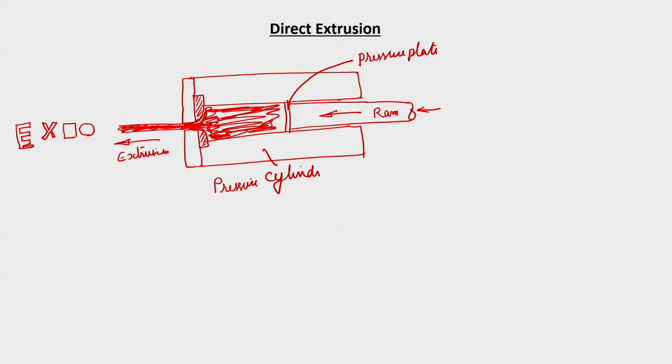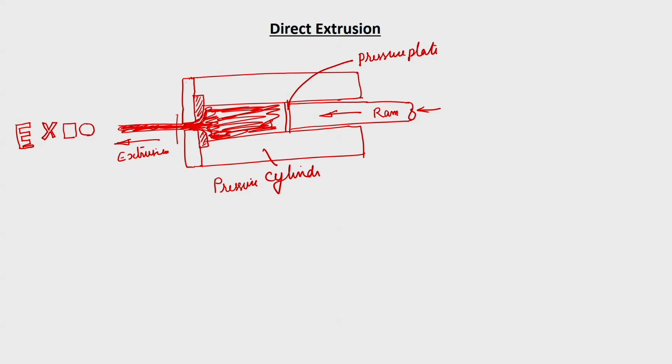After this the ram moves forward until it reaches this end. When it reaches this end, you will be leaving a small amount of metal for a cushioning effect, otherwise the pressure plate will come and touch the die and the die may get damaged. To avoid that, you allow some metal to be left over, and once the extrusion is over you cut it from this side and remove the cylinder backward, so this will get ejected out. And that is how the discard piece will be removed.